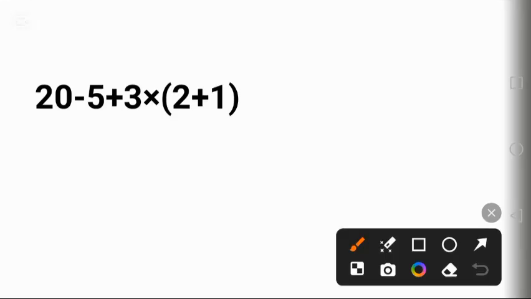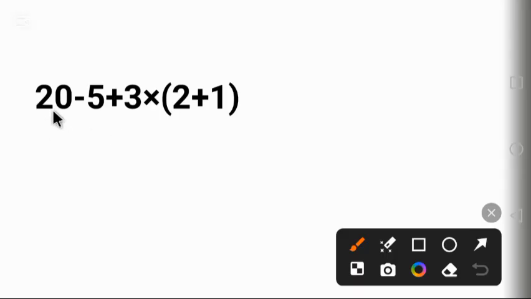Today we are tackling a maths problem that is sure to test your maths skills. 20 minus 5 plus 3 times (2 plus 1) in parentheses. Now at a glance, you might be tempted to go left to right.